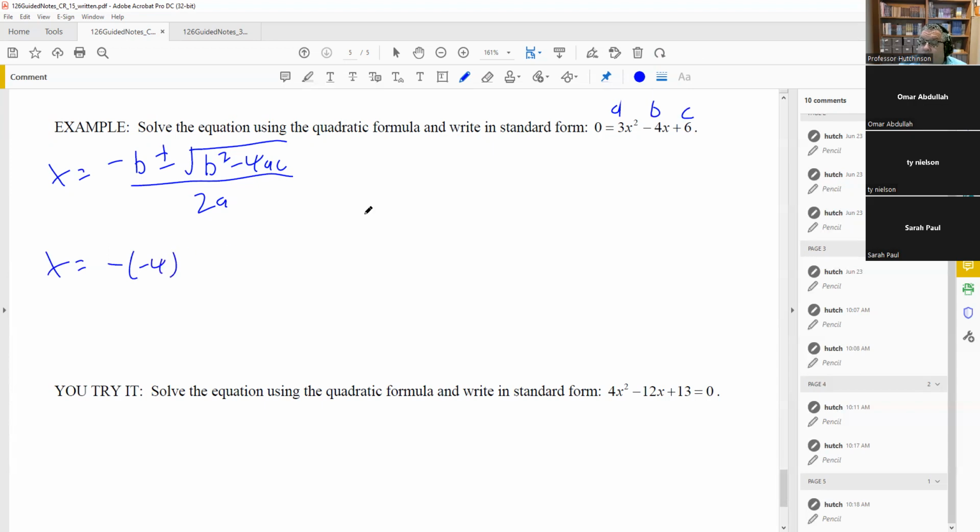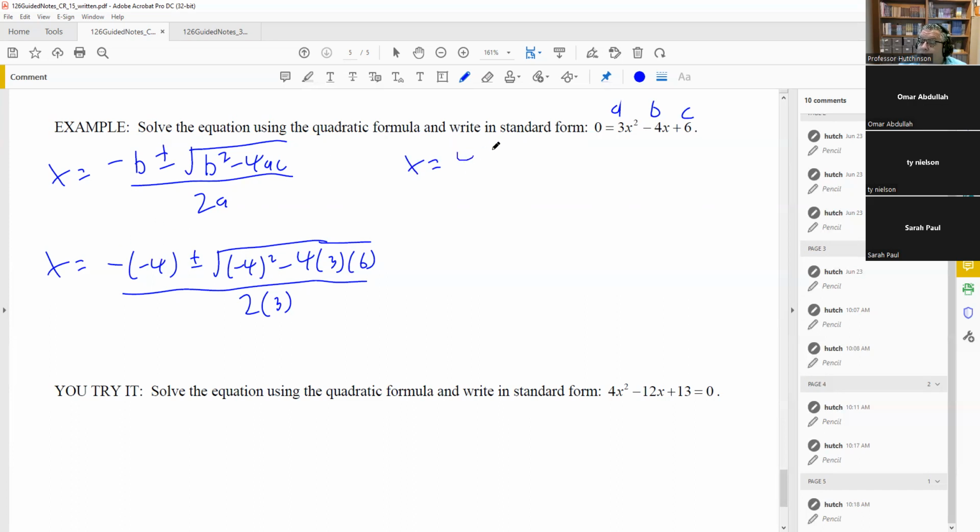We want to simplify this as far as we can go. Be careful with the B here, because B is negative, so we have a negative times -4, plus or minus the square root. We have -4, that's B squared, minus 4 times AC, the A is 3, and the C is 6, all over 2 times A, or 2 times 3. So now we put everything in there, all the A's, B's, and C's. We want to simplify down as much as possible.